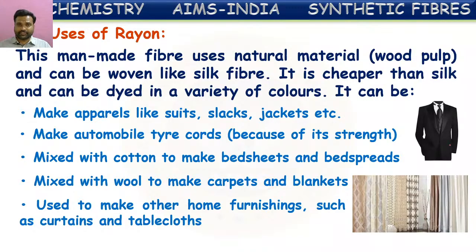It is called artificial silk because of its smooth texture that seems like silk, and its shining appearance, because of all these properties which silk has. It is also called silk, but it is not naturally prepared. It is prepared in the laboratory, man-made. So it is called artificial silk.